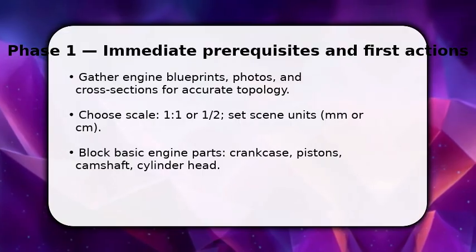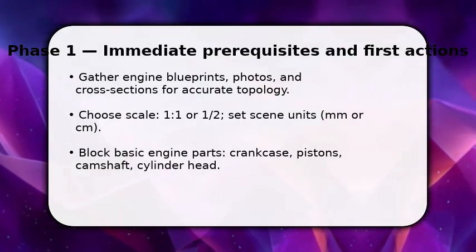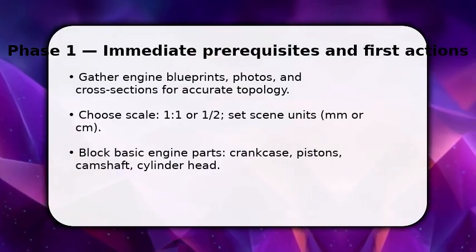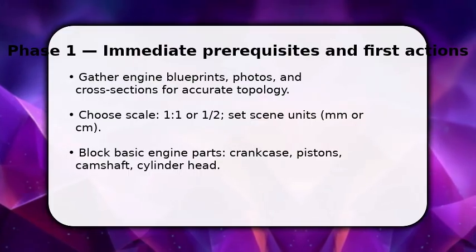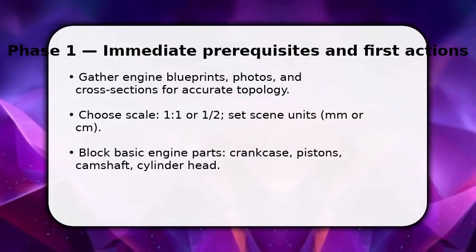You should create separate collections for moving parts versus static parts and name them clearly to drive animation constraints. This immediate structure saves hours. You will model with intent, not guesswork.